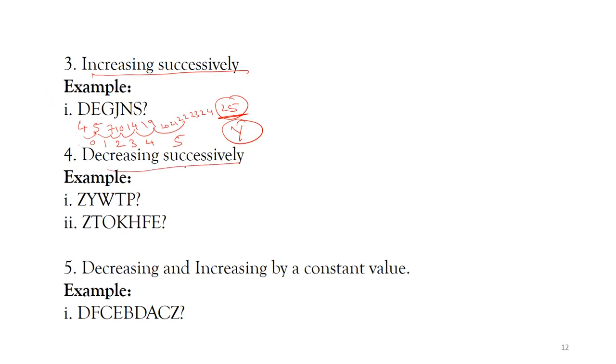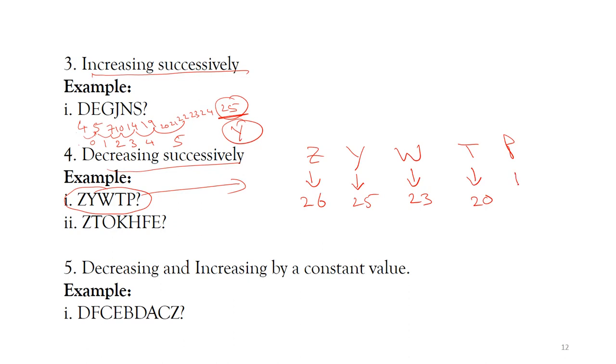Similarly, decreasing successively. See this example, I'll write it here: Z, Y, W, T and P. Z is 26. Y will be 25. W is 23. T is 20. And P will be 16. You can go with the difference, or you can see how many letters are there in between.